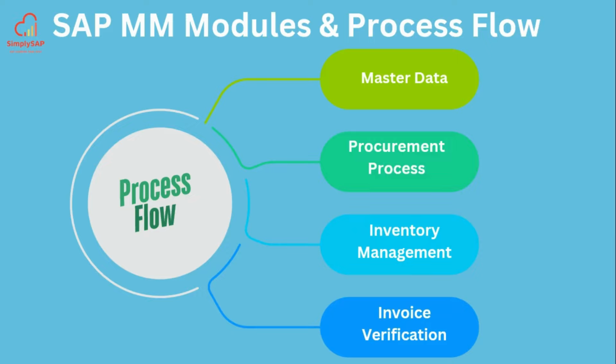Now, next in line we have inventory management. We can call it tracking of stock. Inventory management ensures that the materials are stored properly and efficiently. What are the key processes involved in inventory management? It involves stock transfers, moving stock between warehouses. It also involves batch management, like tracking products with batch numbers for quality control.